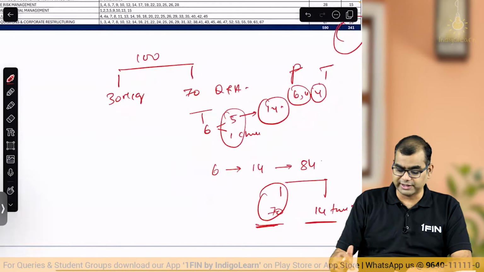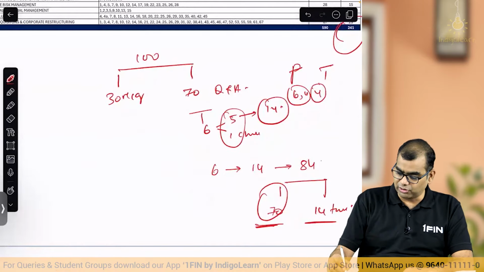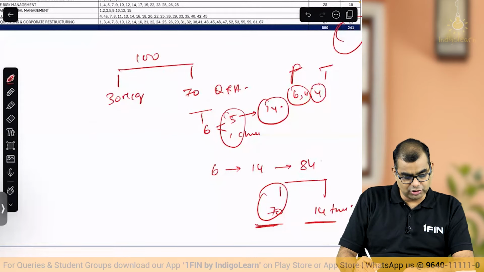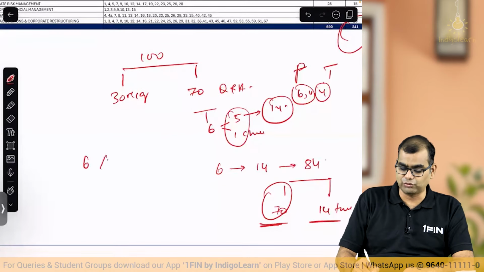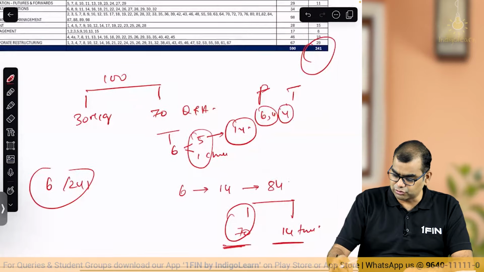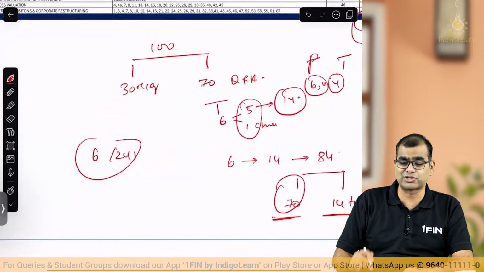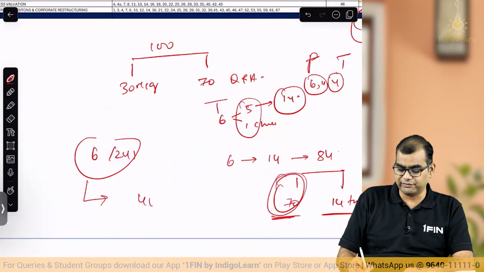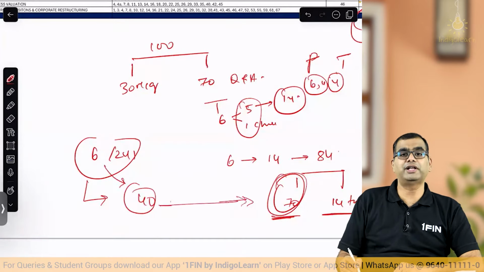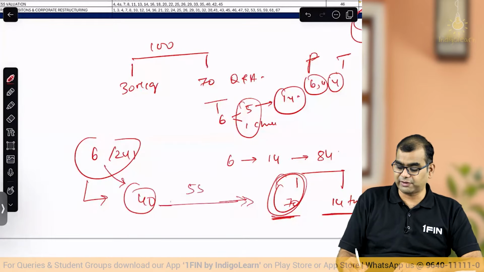Out of this 240, roughly about 6 questions were asked out of 241. Okay, I think my list was 241. Out of this 241, 6 questions were asked. These 6 questions carried 40 marks. Those 6 questions carried 40 out of this 70 marks. So 40 out of 70, which is what? Roughly 55% of the questions.